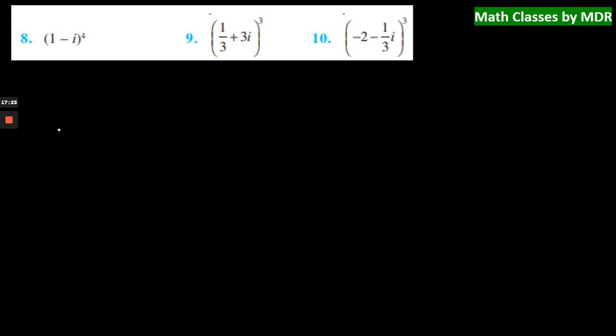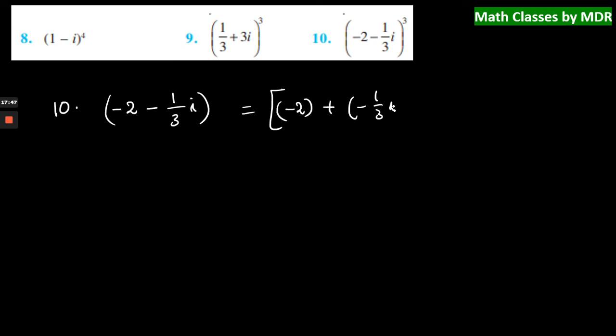The 10th one is also similar to a plus b whole cube or a minus b whole cube, right? Be careful while you are taking the values here. Maybe to avoid any confusion, what you can write is, you can take minus 2 as one term plus minus 1 by 3 i as another term whole cube. Now it is in the form of a plus b whole cube.